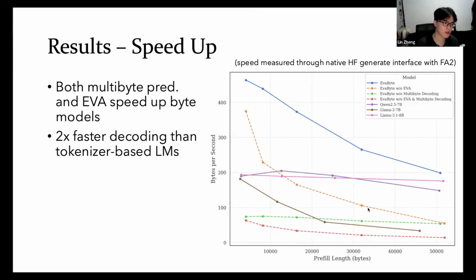Here are some results to illustrate EvaByte's advantages. First, the speedup. We found that both of our components, multi-byte prediction and the efficient attention mechanism EVA, speed up byte models, and with either one disabled, there is a great slowdown for byte modeling. With these two components combined, they even lead to 2x faster decoding runtime than tokenizer-based language models, which is very promising.